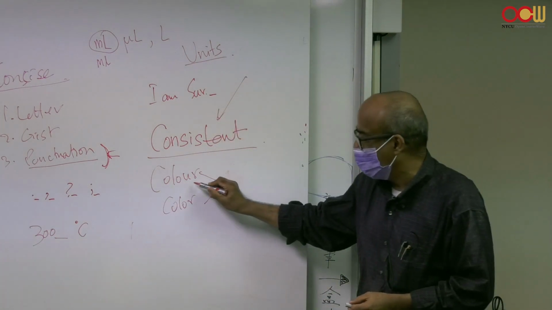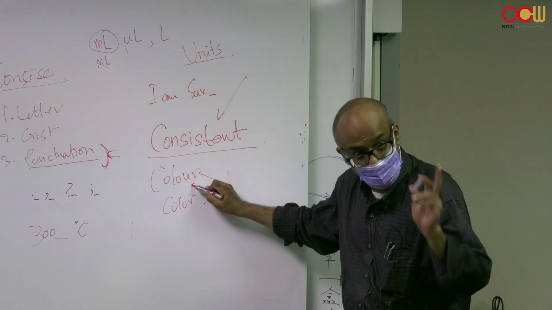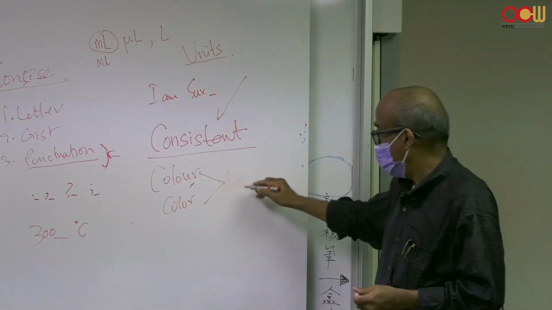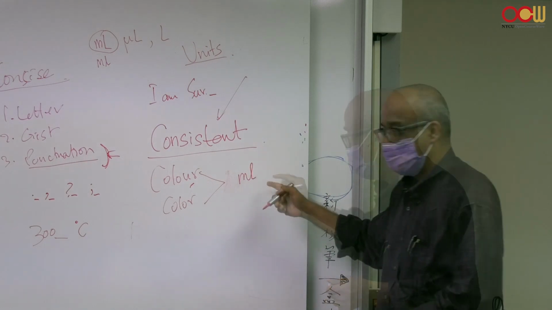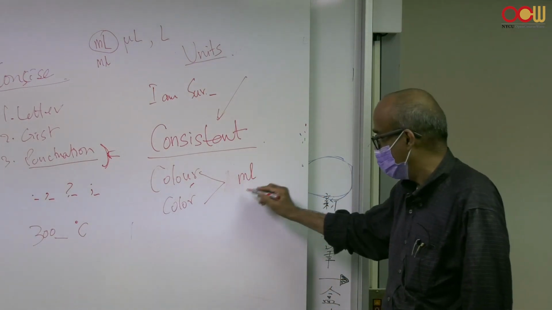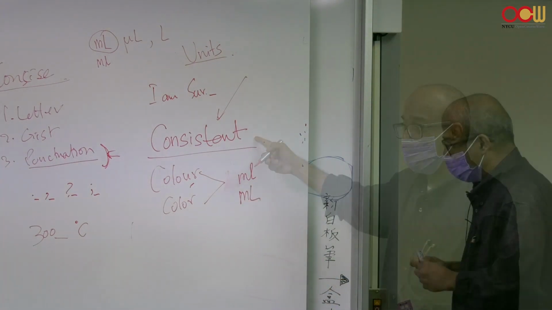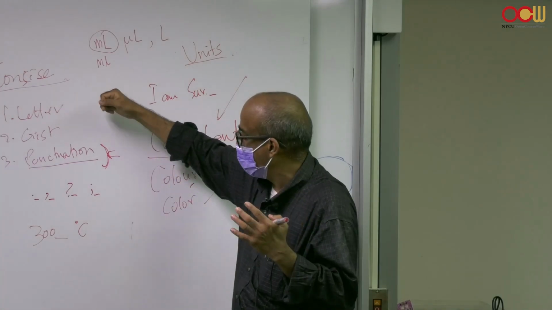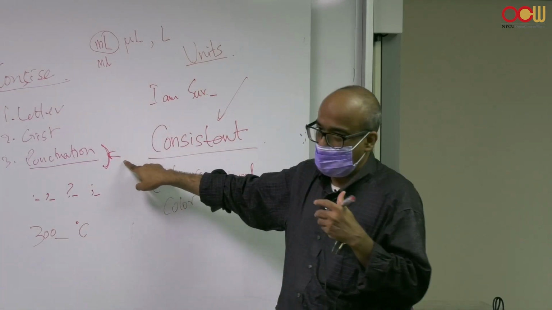So if you are following this, that's okay. Make it this spelling every time. So if you want to write milliliter, do it milliliter every time. Don't mix up. So that is being consistent. So please remember writing a letter, writing the gist, and use of the punctuation.